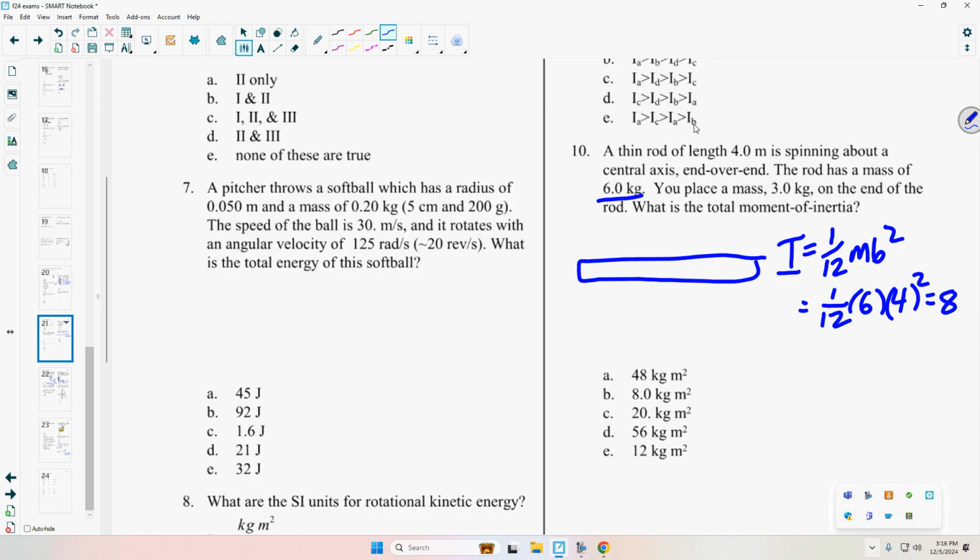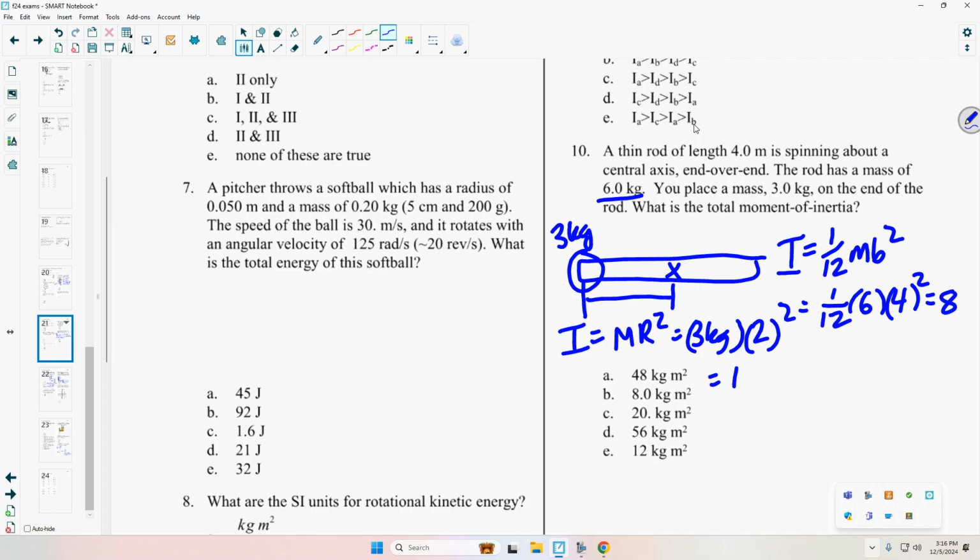And then this thing's spinning about this axis. I place a 3 kilogram mass right here, and I want to find the moment of inertia of that particle. This is a particle, not a sphere or anything like that. That's just going to be mr squared, which is 3 kilograms times that distance, which is 2 meters squared, which is equal to 12. So 12 plus 8 should have been C. Right, C was right? Yeah, okay.